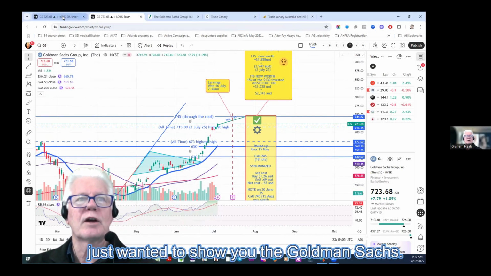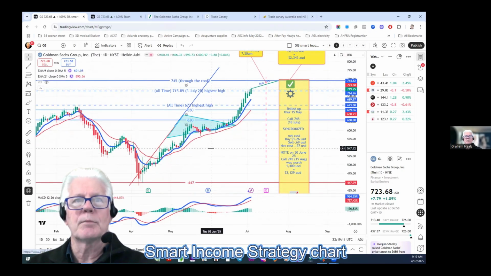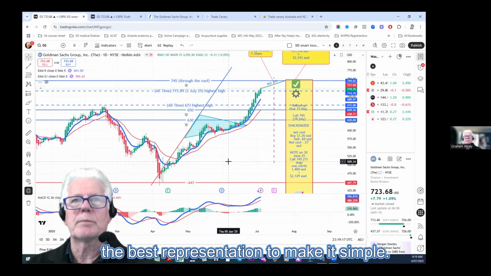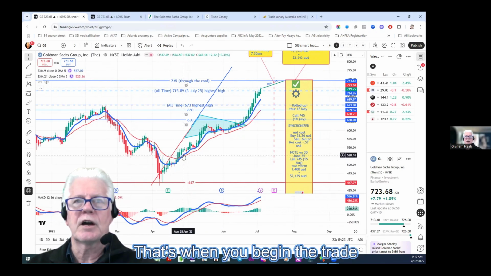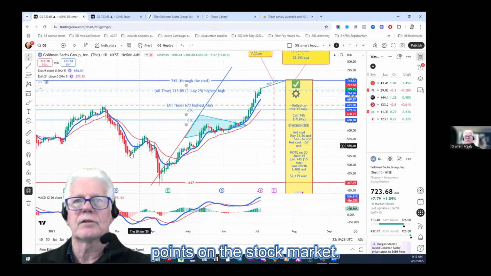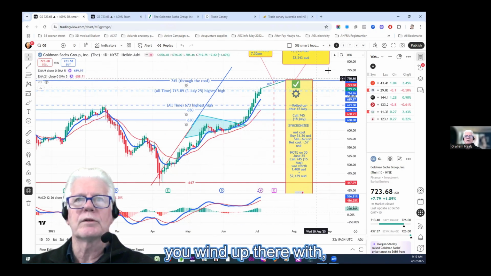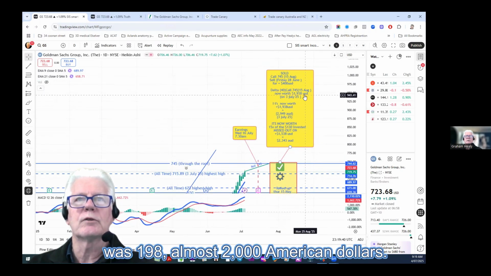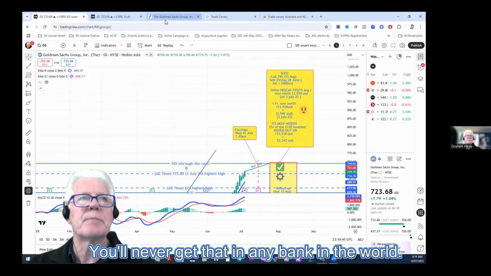So I just wanted to show you the Goldman Sachs. This smart income strategy chart is probably the best representation to make it simple, the blue line and the red one. Just look where it started here. The lines crossed over. That's when you begin the trade, and it increased by over 300 points on the stock market. So you start here at about $130 and you wind up there with, as I said before, 198, almost 2,000 American dollars. A 15x return. You'll never get that in any bank in the world.